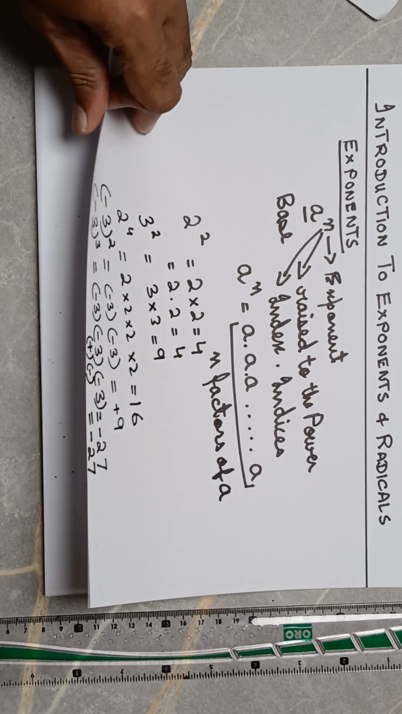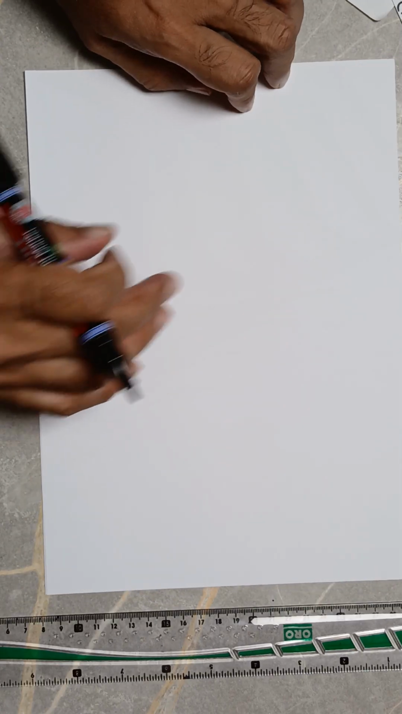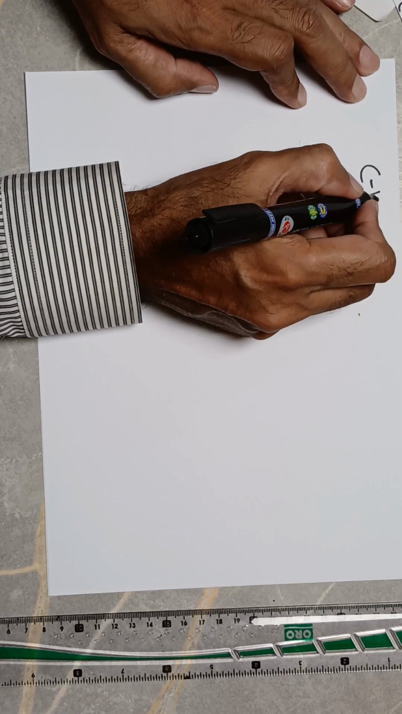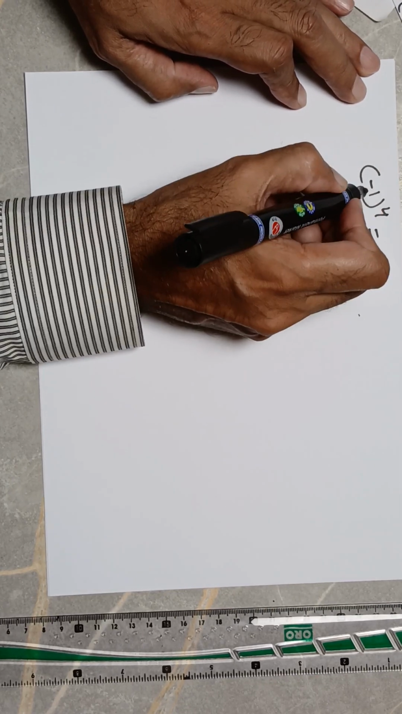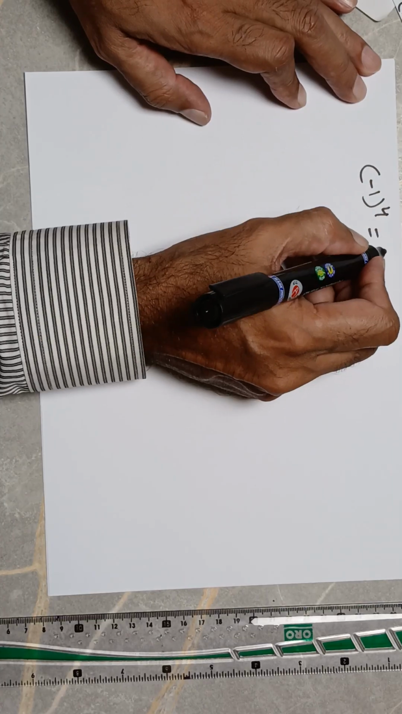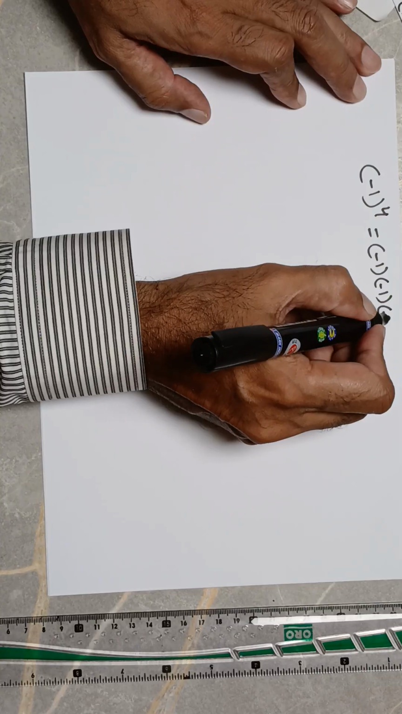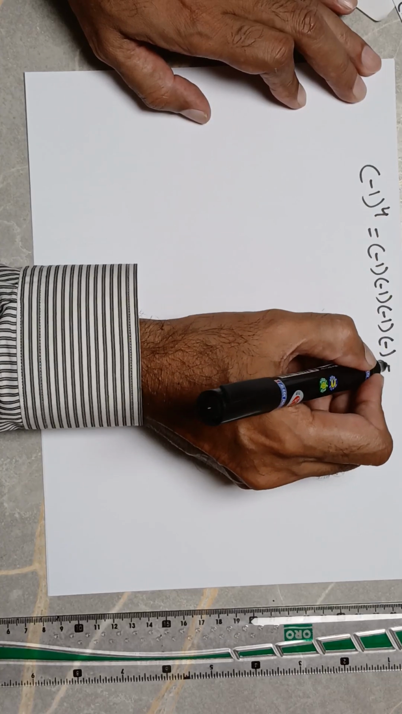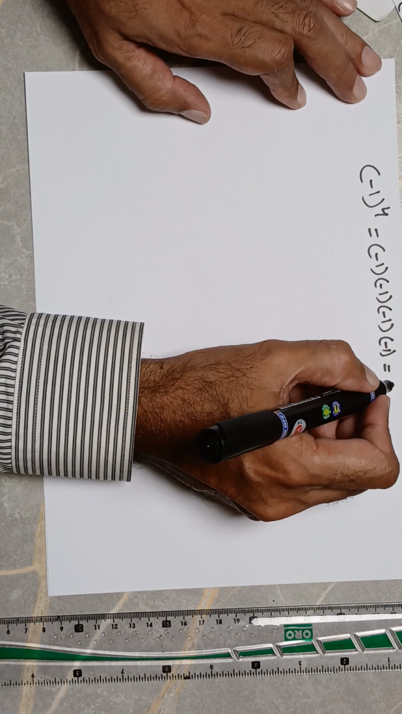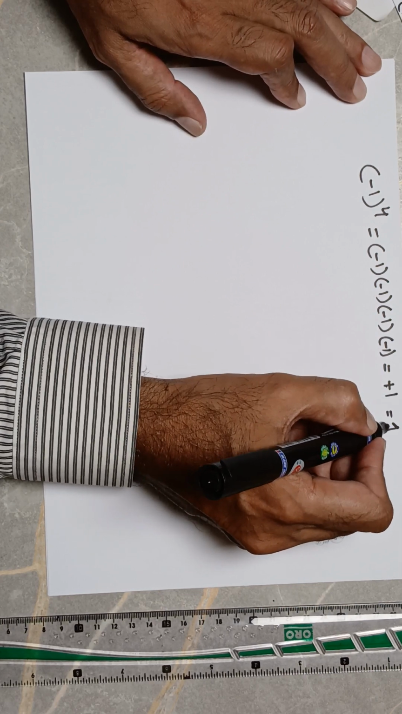Let me give you other examples also. Suppose that we have (minus 1) to the power 4. That means that this base is minus 1 and it is contained within the bracket. This minus 1 is going to be multiplied 4 times. Minus 1, minus 1, minus 1 and minus 1. So the answer that you will get is a positive 1, and you can simply write it as 1.